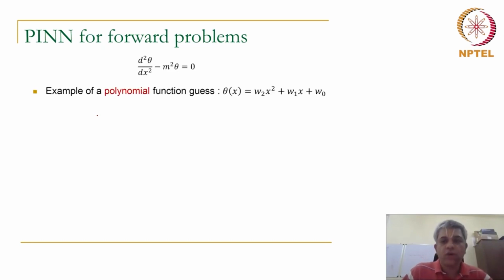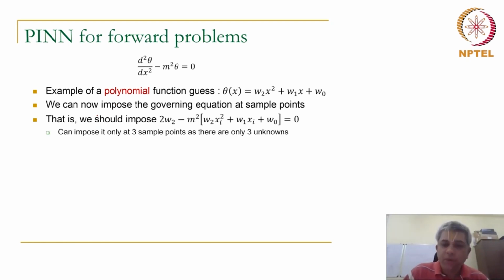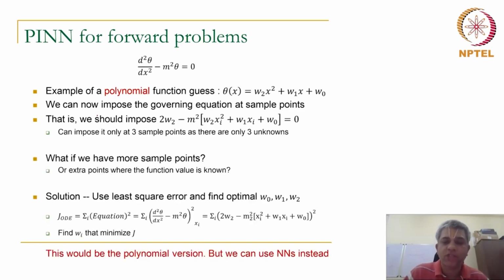One example which I'll be using again today in the exercise problem is to use a polynomial. Let's say you use a quadratic polynomial. You can impose this at certain points. If you have more points, as we saw last week, you can take a least squares sense of this whole thing, and you find what satisfies d²θ/dx² − m²θ = 0. And you include some boundary points also in order to make sure that you are not getting a totally meaningless solution. You can use the neural network as well.